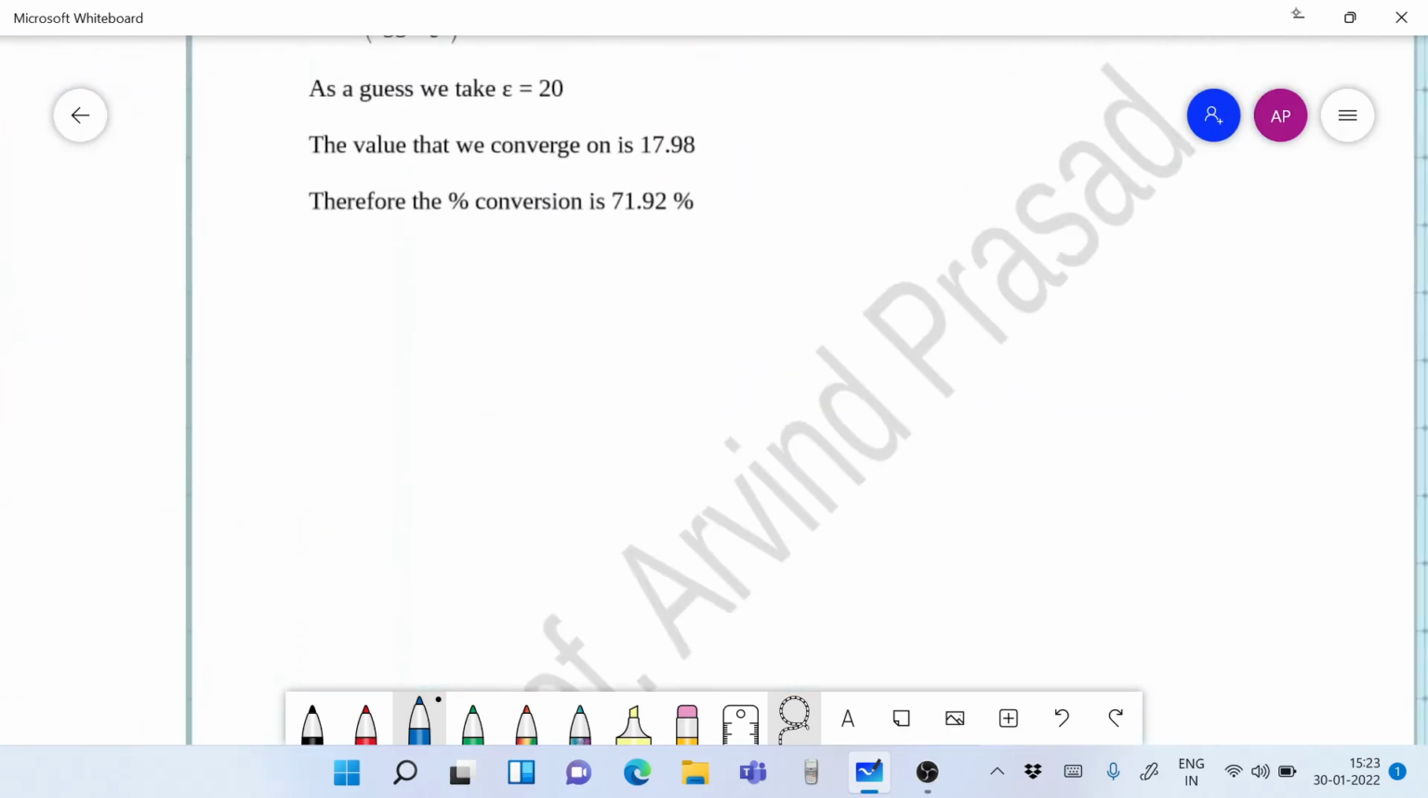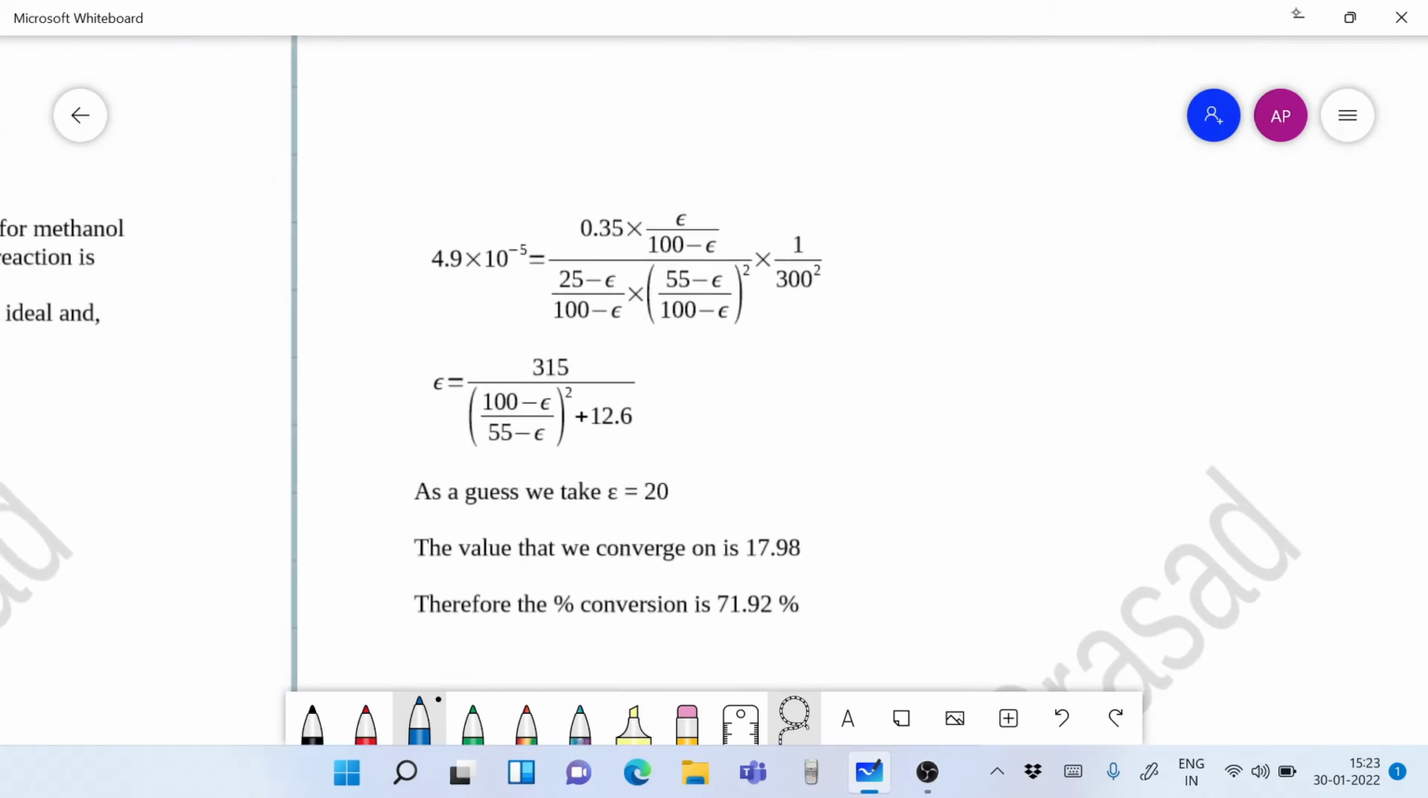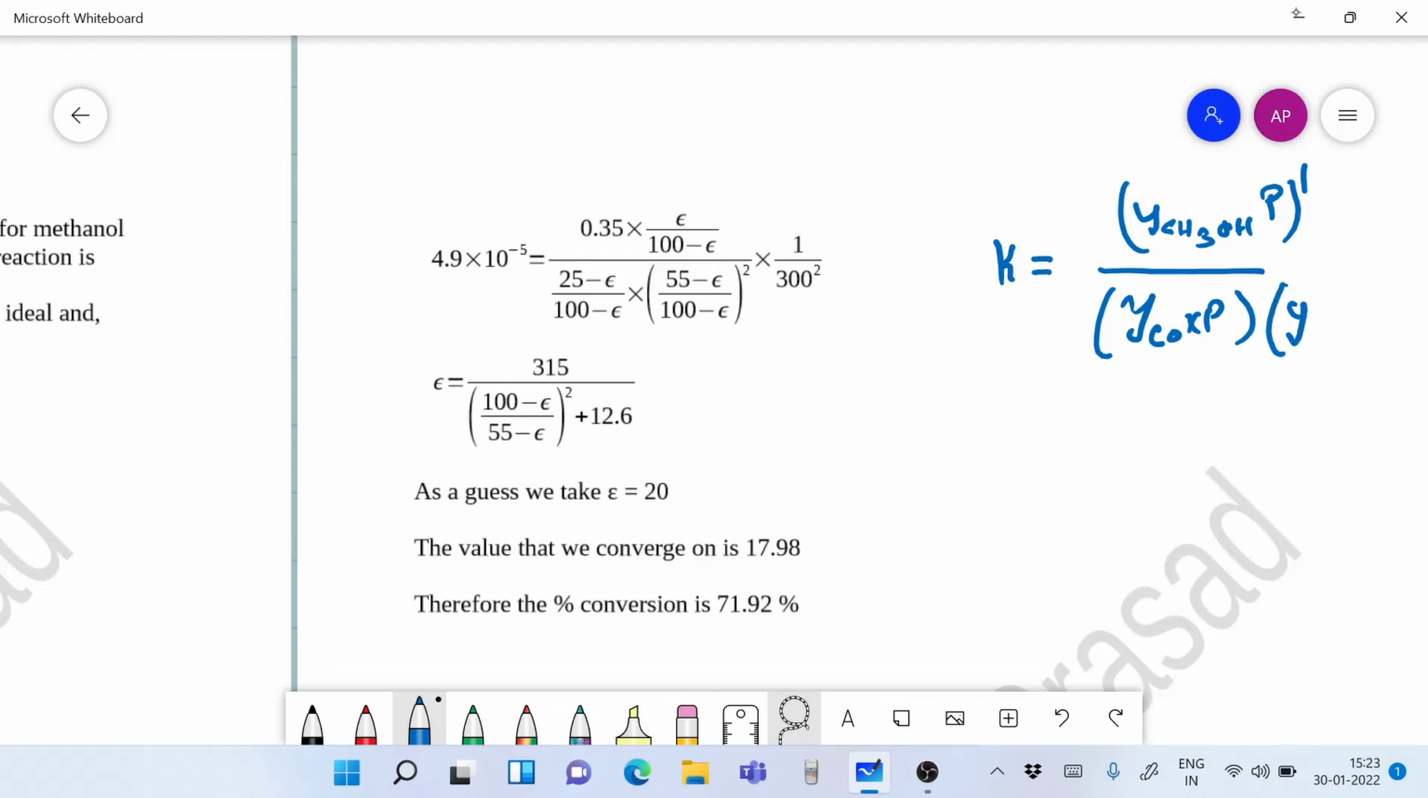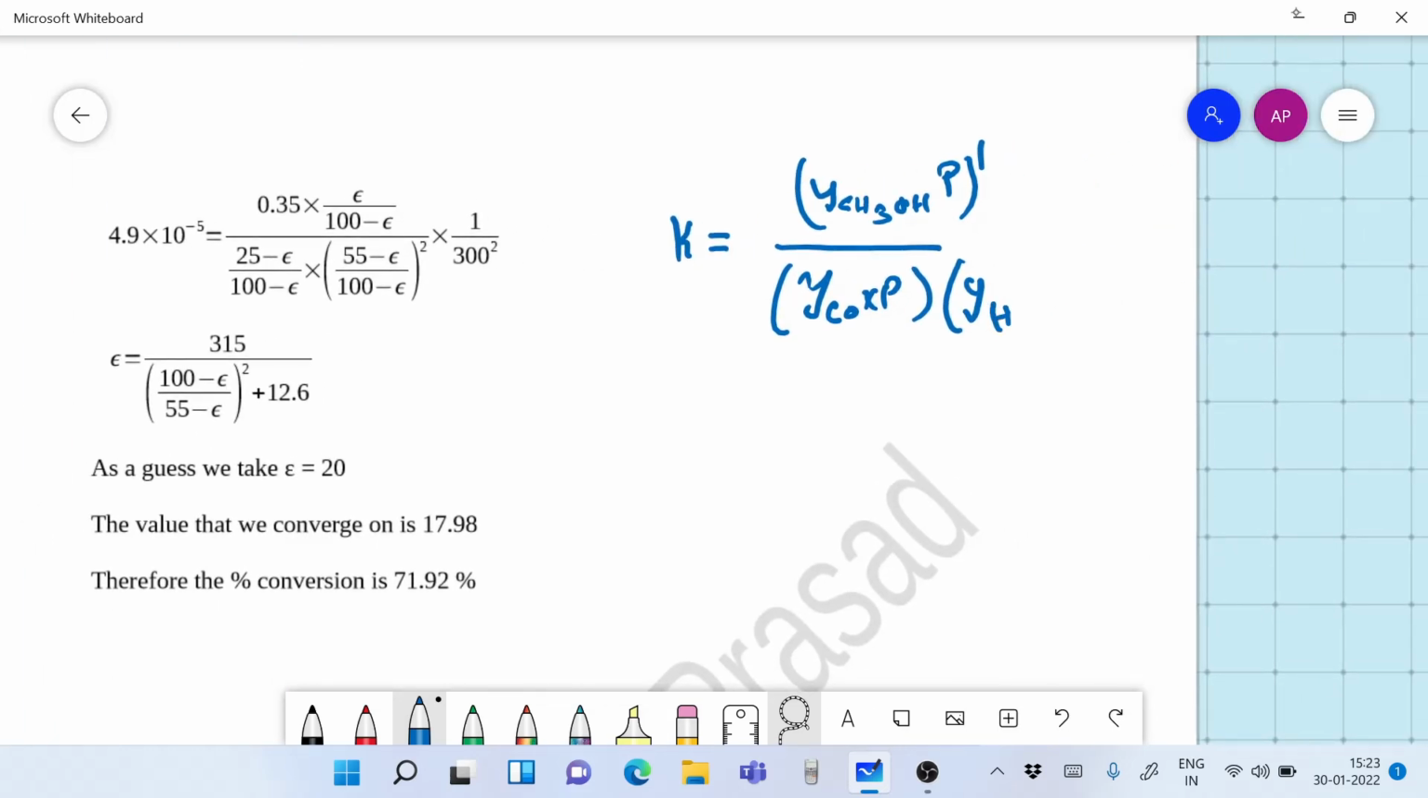Now, what do we have? Now we know that K is going to be equal to Y methanol into P, the whole raised to 1, by Y carbon monoxide into P, and then Y hydrogen into P, the whole raised to 2. Now why is it raised to 2? Because the stoichiometric coefficient for hydrogen is 2.